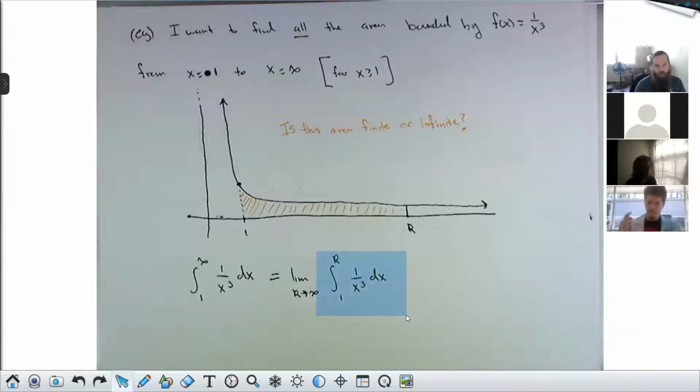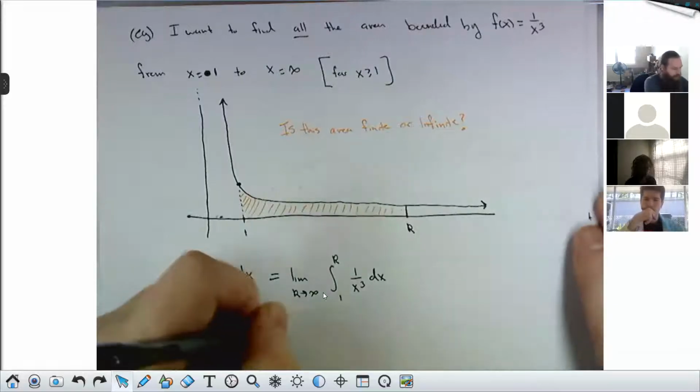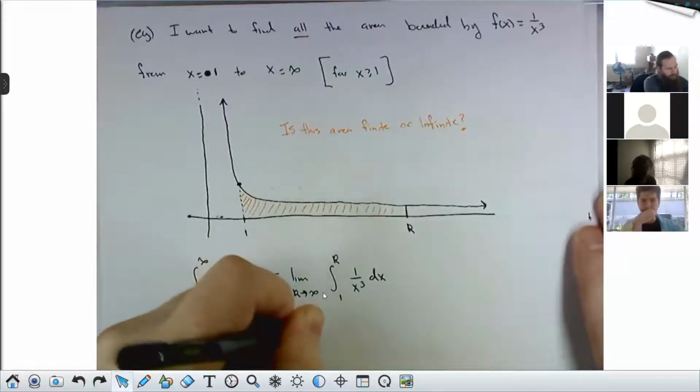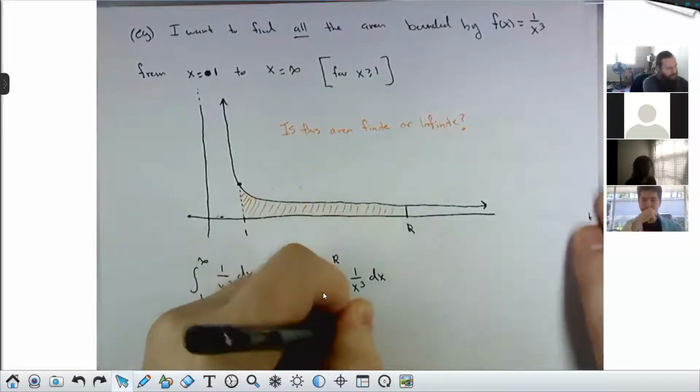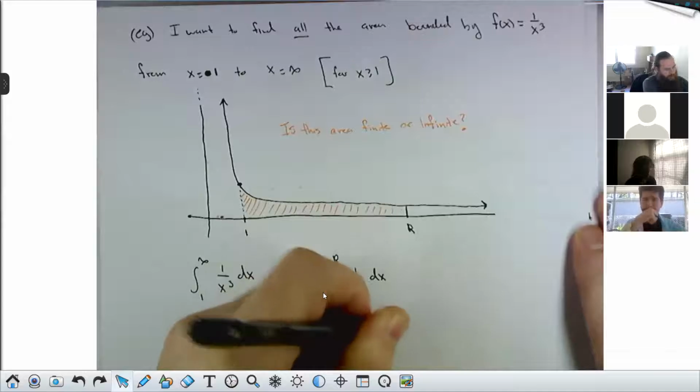So the idea is that this integral tells you how much area there is under this function from 1 to R. And if I want to know how much area there is all the way out to infinity, I find a formula for the area from 1 to R, and then I send R to infinity in that formula. Now this integral we can crunch out. This is not terribly hard, right? This is the limit as R goes to infinity of the integral from 1 to R of x to the negative 3 dx.